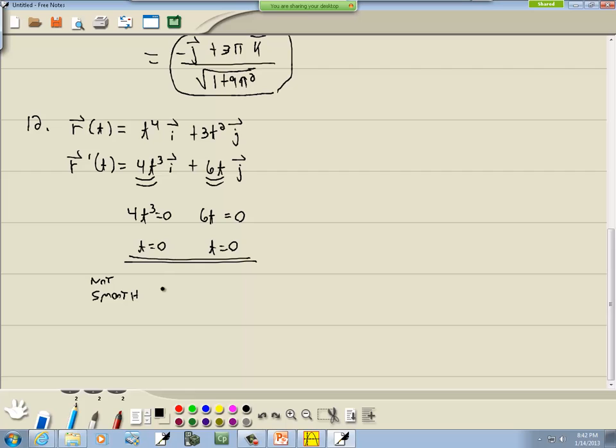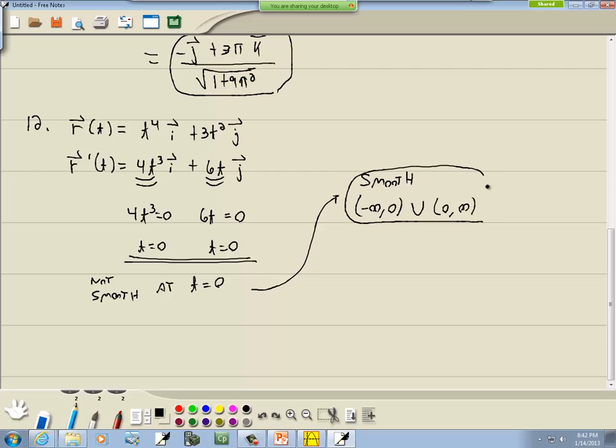So it's not smooth at t is equal to 0. Which means our answer, it's smooth from negative infinity to 0, union 0 to positive infinity. Let me save that.